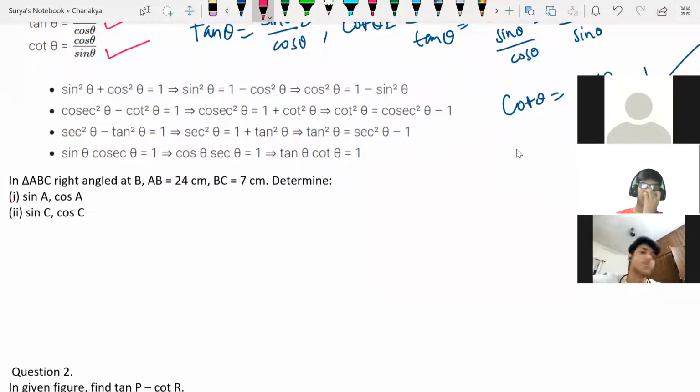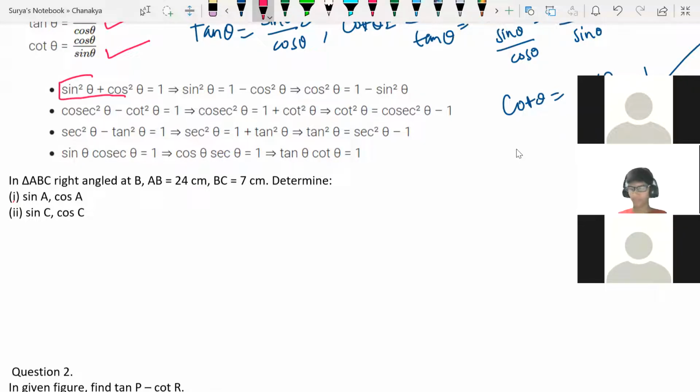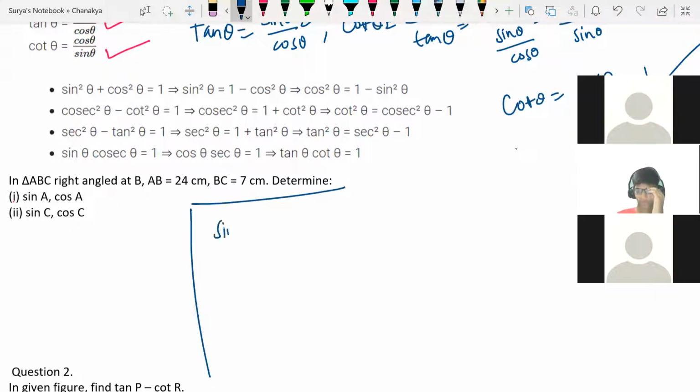Okay. Now let us talk about a couple of identities in trigonometry. Sin square theta plus cos square theta: the sum of squares of sin and cos will always be 1. Clear? Let me write here. Sin square theta plus cos square theta will always be equal to 1. So here sin square theta can be written as 1 minus cos square theta.